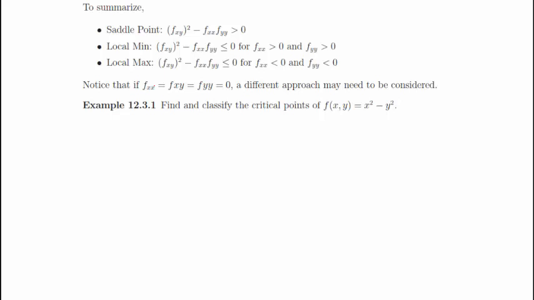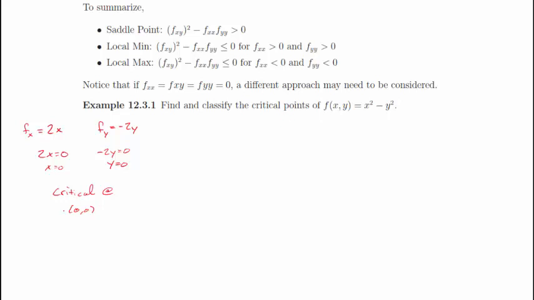So if I'm going to classify the critical points of this function, I'd better find the critical points. So the critical points occur when f sub x, which equals 2x, and f sub y, which equals negative 2y, both equal 0. So 2x equals 0 when x equals 0, and negative 2y equals 0 when y equals 0. So we have a critical point at the origin, 0, 0.